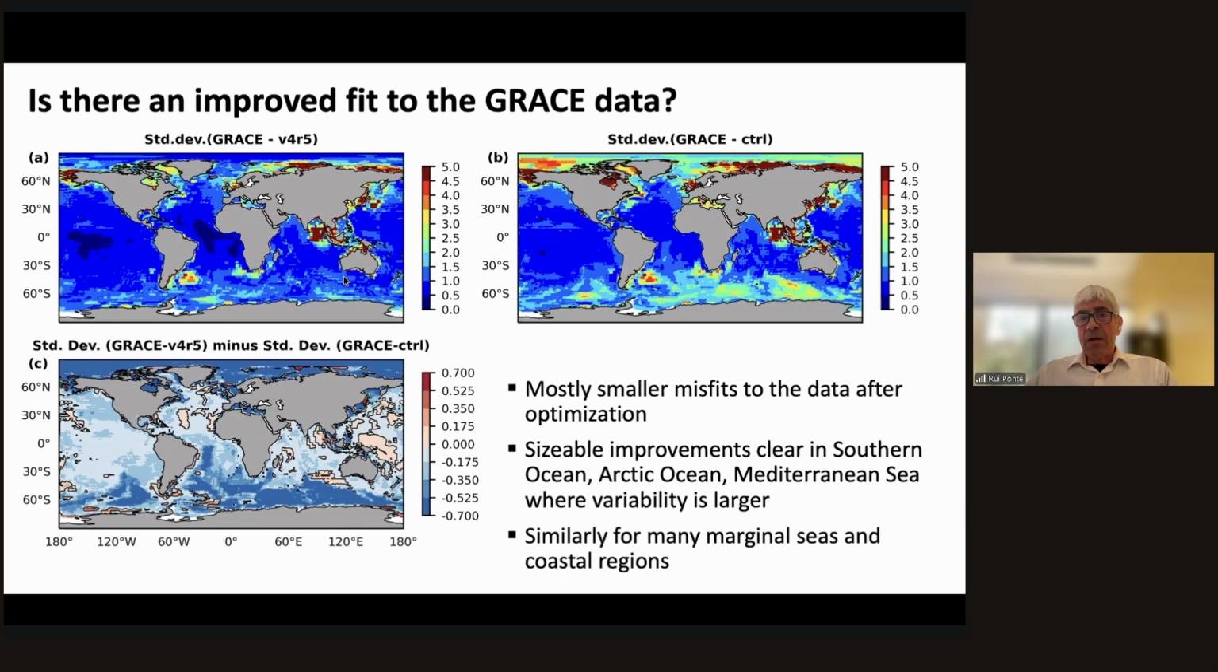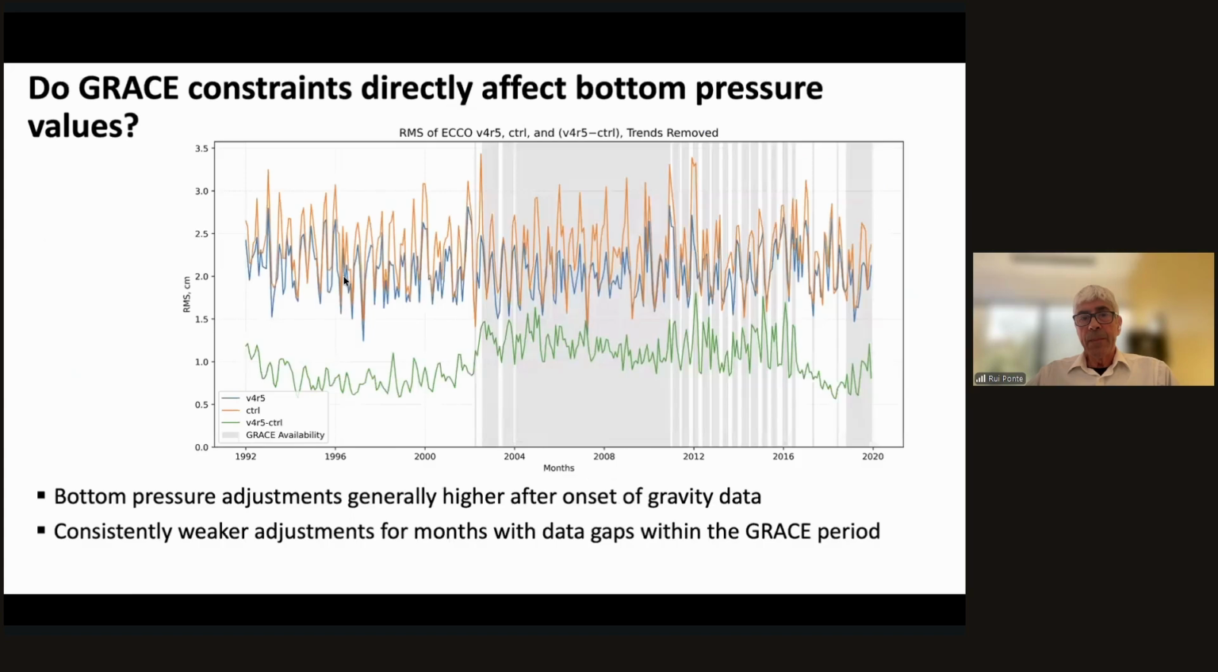We examined this by calculating the standard deviations of the difference between the ECHO optimized solution and GRACE, shown on the top left, in comparison with the difference between the control run and GRACE, shown on the top right. The difference of these two panels is shown on the bottom left. The mostly negative values denote regions where the differences to the data are smaller for the optimized solution than for the control run. So, as expected in a working optimization, the optimized solution is indeed a better fit to the gravity data over most regions.